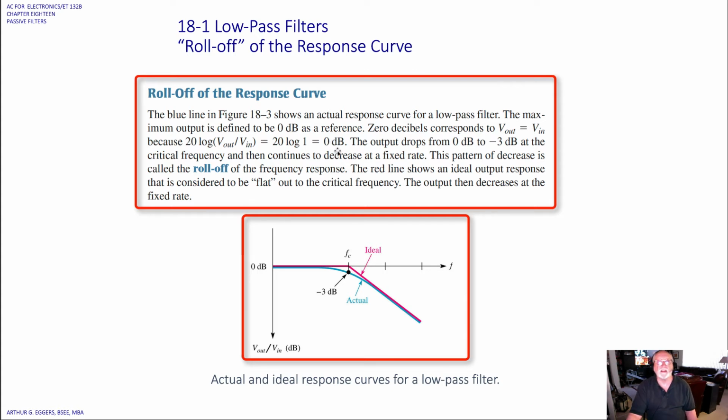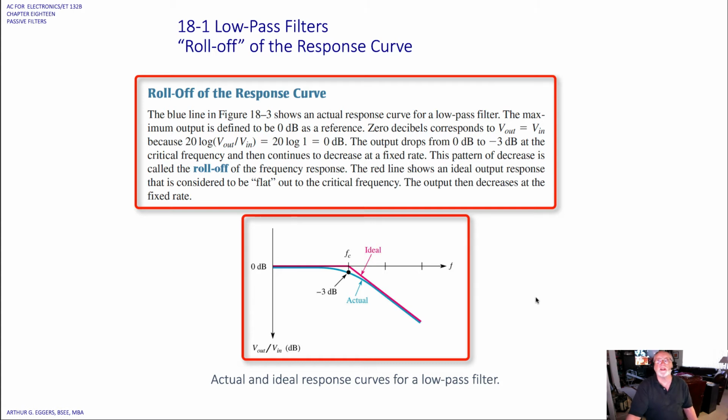That's something to remember. The output drops then from 0 to minus 3 dB, and you can see that on the trace here on the blue line at the critical frequency, and then continues to decrease at a fixed rate. The pattern of decrease is called the roll-off of the frequency response. The red line shows an ideal output response that is considered to be flat up to the critical frequency. The output then decreases at a fixed rate.